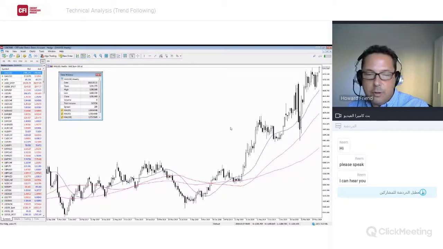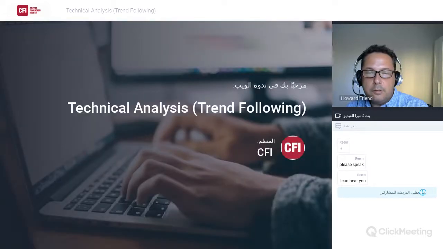Okay, so that's a little run through of the charts. I just wanted to show a few examples on TradeStation. Just one second. Okay, so let's do another screen share.